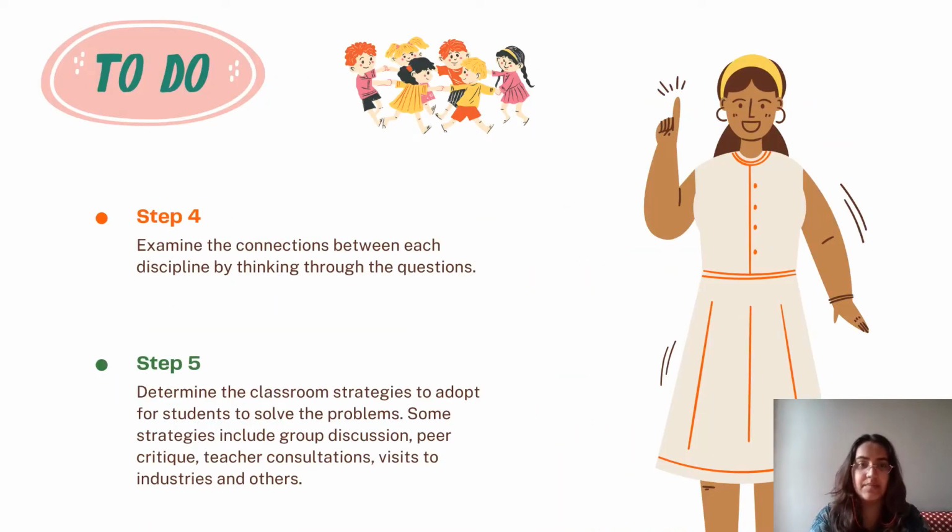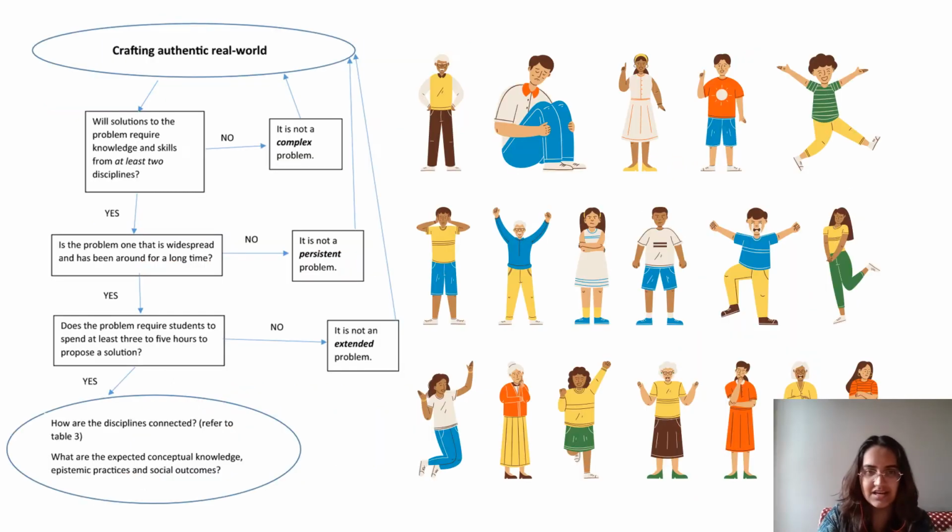Next step, step 4, is to examine the connections between each discipline by thinking through the questions, by reading in between the lines and analyzing it themselves. And step 5 is to determine the classroom strategies to adopt for students to solve the problems. Some strategies include group discussion, peer critique, teacher consultations, visits to industries, etc.